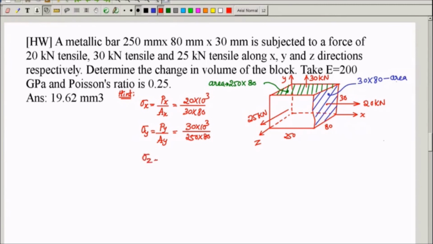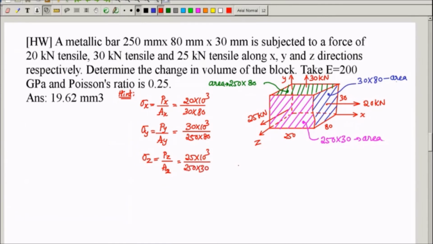Similarly, sigma z can be written as Pz by Az. What is Pz here? 25 kilonewton. What is Az here? Area normal to 25 kilonewton load. 25 kilonewton load is acting on this face. It is normal to that face, or it is normal to z axis. And what is the area here? Area of this is 250 into 30. So sigma z can be written as 25 into 10 power 3 divided by 250 into 30.